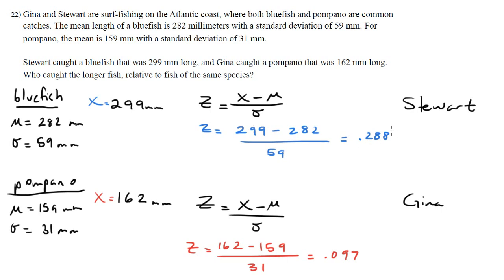Should be pretty clear. Stuart's z-score is 0.288, Gina's z-score is 0.097, so the person who caught the larger fish relative to their own species is Stuart. His z-score is higher. So whenever you're comparing relatively, these are two different species, but we still have a measure we can use to compare them relative to all the others in their species.